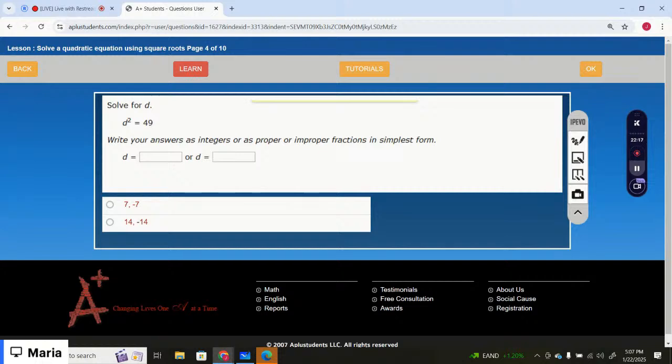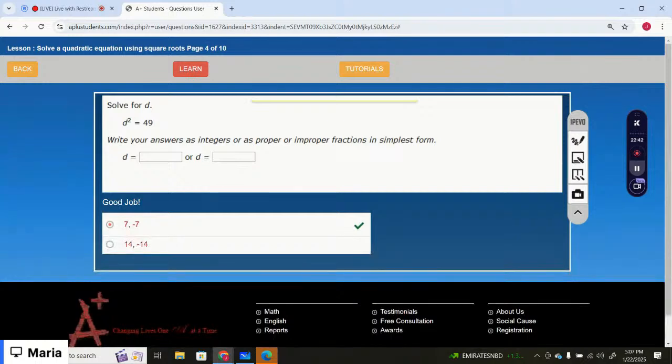Solve for D. D square equals 49. The two solutions are 7 and negative 7. Option number 1 is the correct option.